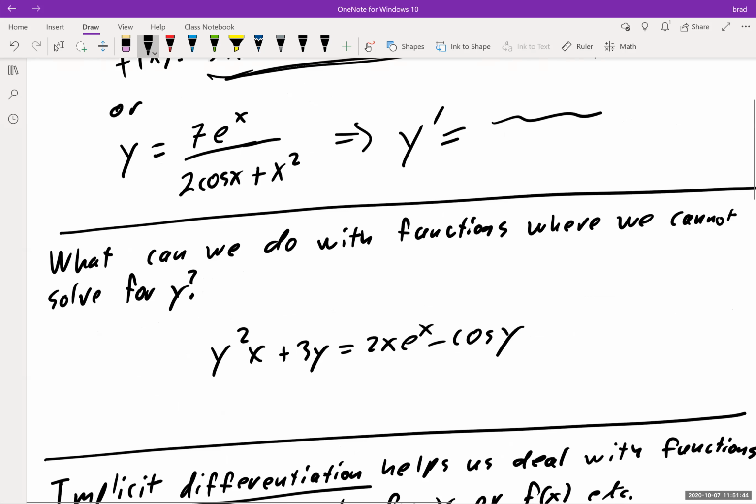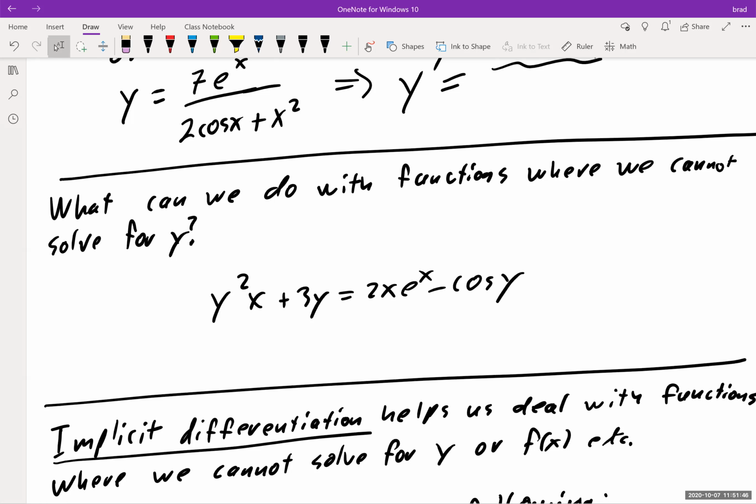So the thing is, what about a function like this? What can we do with functions where we cannot solve for y? So if you notice, I could try to maybe factor out a y, but then I'm left with this cosine of y over here. And how do you get a y out of the argument of a cosine? You have to arc cosine it. But in order to arc cosine it, you're going to have to arc cosine both sides, and you'll put some more y's inside of an arc cosine, which is worse than what you started with.